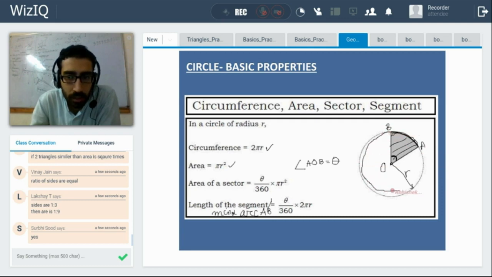This is the major arc AB. Length of the minor arc AB is again theta, as I said, this was theta by 360 into 2 pi r. Yes, you must have seen this before.